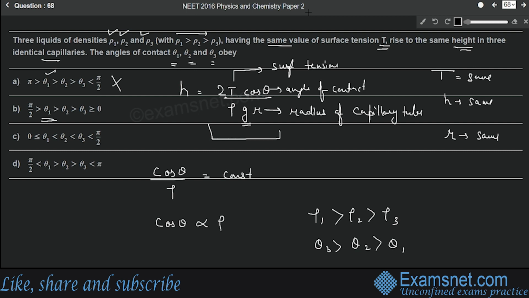In the second also, this is not true. In the third one, theta 1, then theta 2 and then theta 3. Theta 3 is maximum here. So yes, this is correct, and the range is 0 to pi by 2, that is 0 to 90 degrees. So this is the correct sequence. That means option C will be the correct answer.